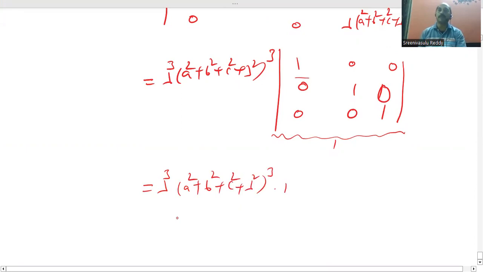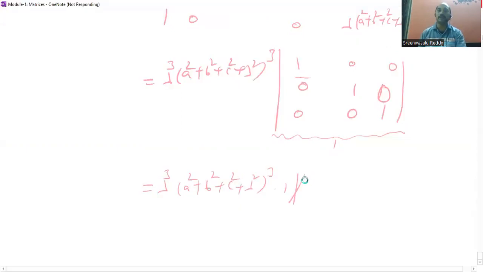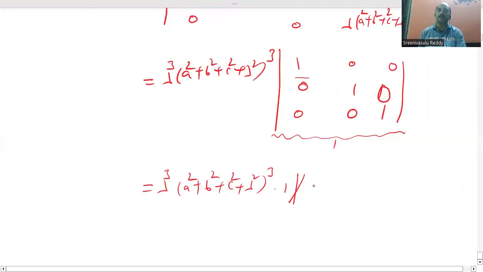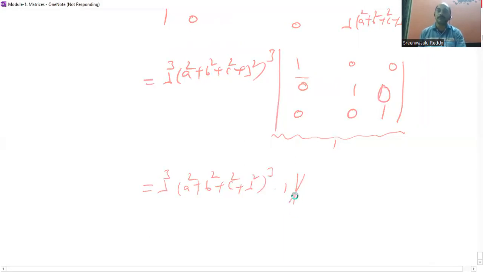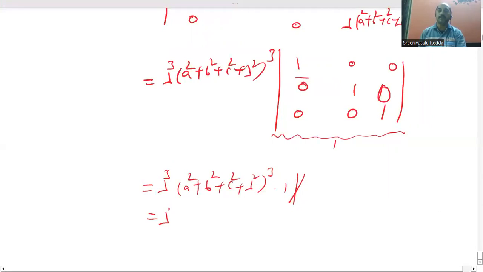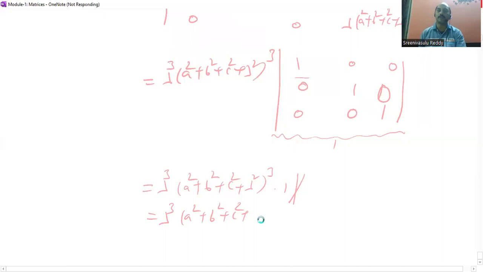If you expand this determinant, first row, 1 times the determinant of the rest. You already know this at BSc level. I don't want to teach too much about the determinant. So no need to put here 1 into 0. The determinant of this value is 1. You write it down in braces. It is better from the examination point of view. It gives a good impression. So that means lambda cube, 1 into something, equals the same value: lambda cube times A square plus B square plus C square plus lambda square whole cube.